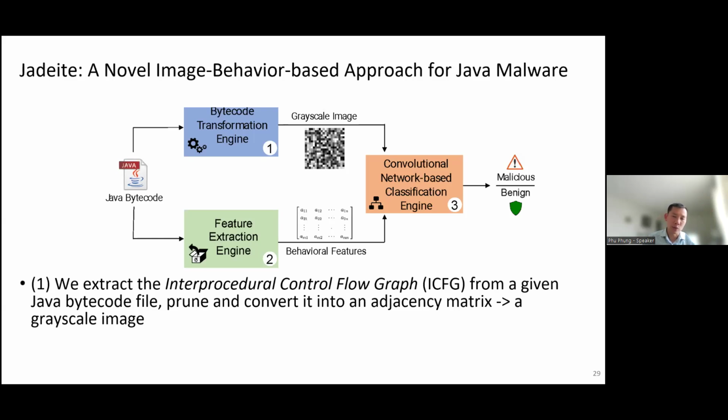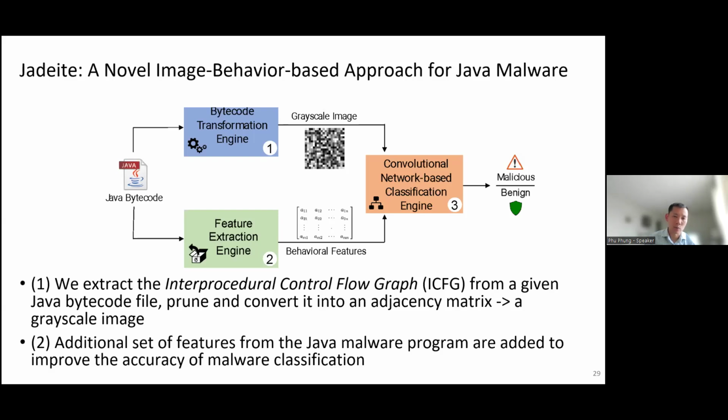So how do we create the image? We use what is called the inter-procedural control flow graph. The control flow graph means that if we have a function A calling function B calling function C, we will model that into an adjacency matrix, and then from the adjacency matrix, we map it into a grayscale image. And in the second step, we have another set of features to add into this image. All right.